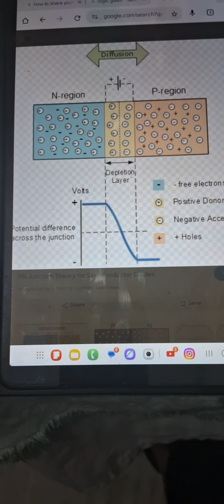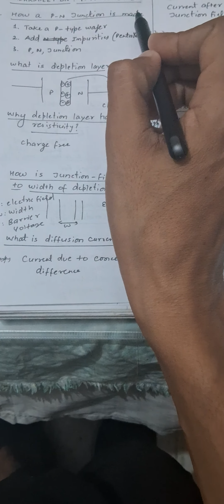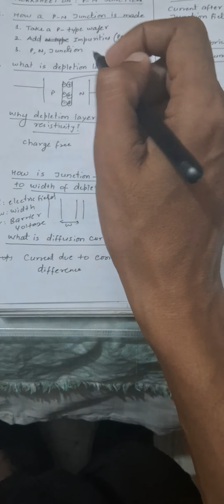Let's begin with things in proper perspective. Here is the worksheet on PN junction. The first question is how a PN junction is made. There are three steps involved. The first is to take a p-type wafer.